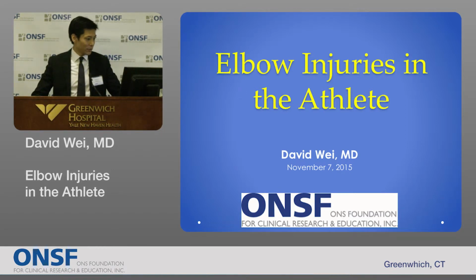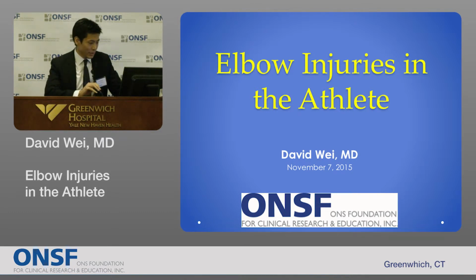Okay. So we heard a lot of good talks about the knee, the ankle, the hip, and the hand and wrist. And as a hand, wrist, and elbow surgeon, I think the elbow is really the uncharted territory of orthopedics, and there's a lot of things that we don't understand about it. It's a complex joint. And I'll talk today about 3 major injuries that athletes have.